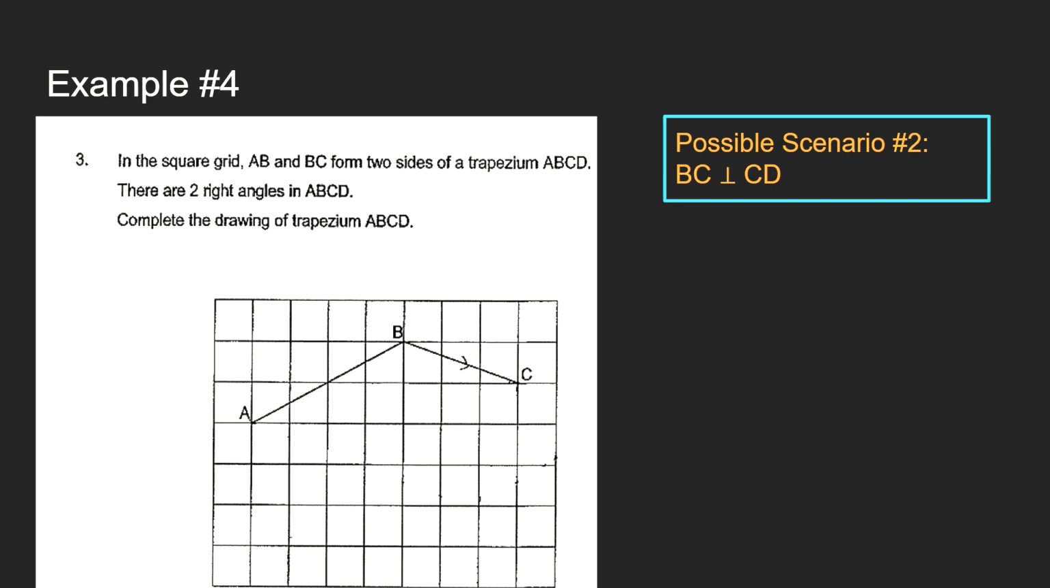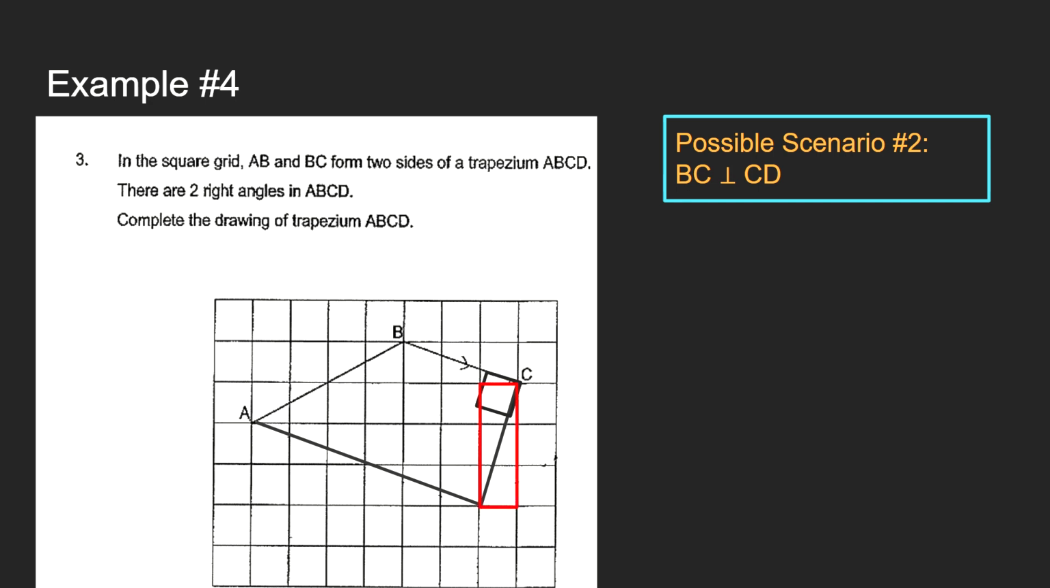Next possibility: BC is perpendicular to CD. Using BC, we make a perpendicular line and we get our right angle. How do we connect again? Like I said, there's no choice. If you want to make a four-sided figure, you can only connect it to A. Then there are two more things you need to check: the right angle, and the pair of parallel lines.